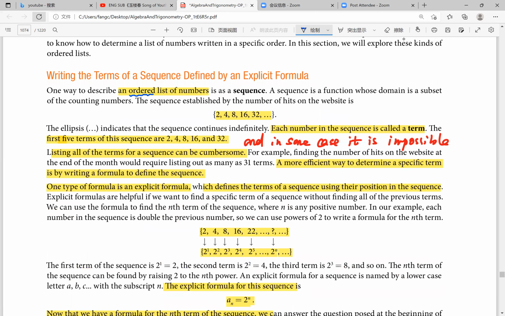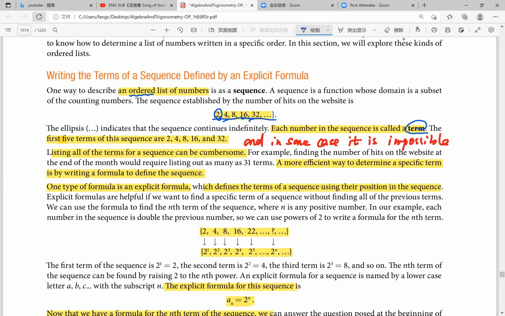We need to also know some other concepts. The first one is a term. After we know what a sequence is, we need to know what a term is. Each number in the sequence is called a term. For example, this sequence, 2, 4, 8, 16, 32, and continue. This is obviously an infinite sequence. We call 2 the first term, 4 the second term, 8 the third term, 16 the fourth term, 32 the fifth term. Continue.